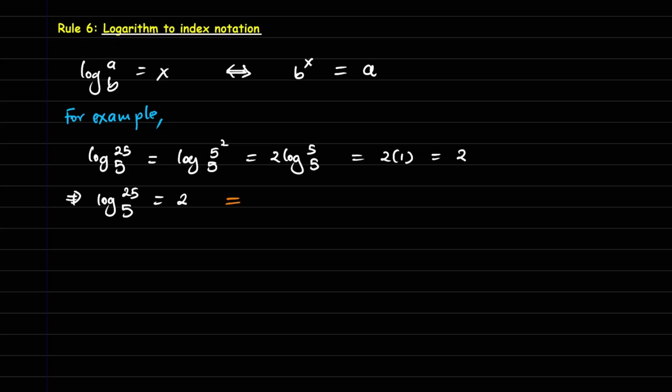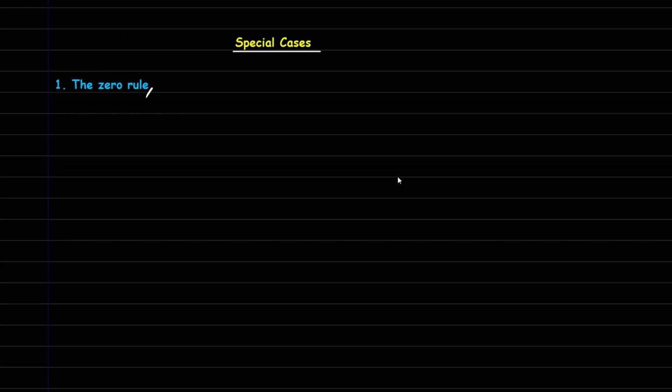And this from logarithm to index notation will become 5 to power 2 equals 25, which makes sense mathematically. Special cases in logarithm. The first special case is the zero rule. The zero rule states that log of 1 to any base equals 0. Suppose we have log of 1 base b. This should equal 0 in accordance with the zero rule.